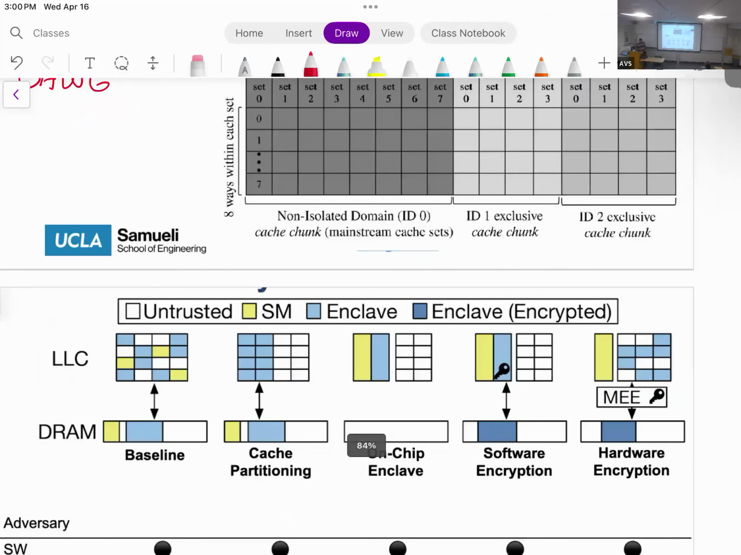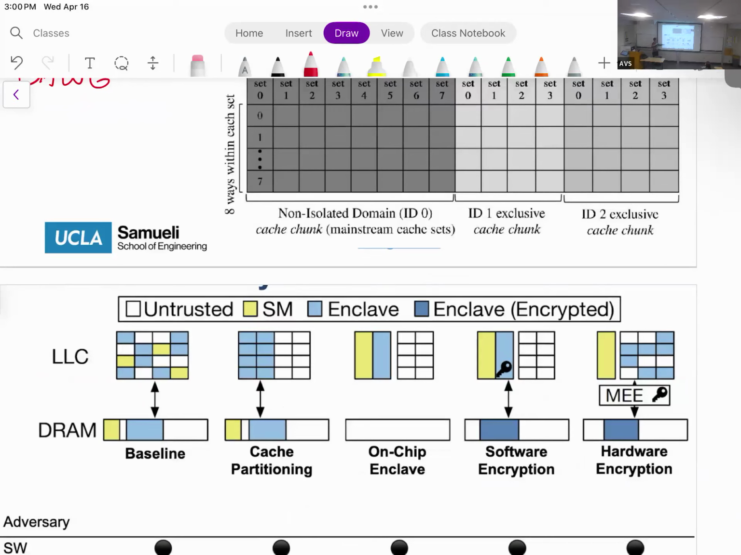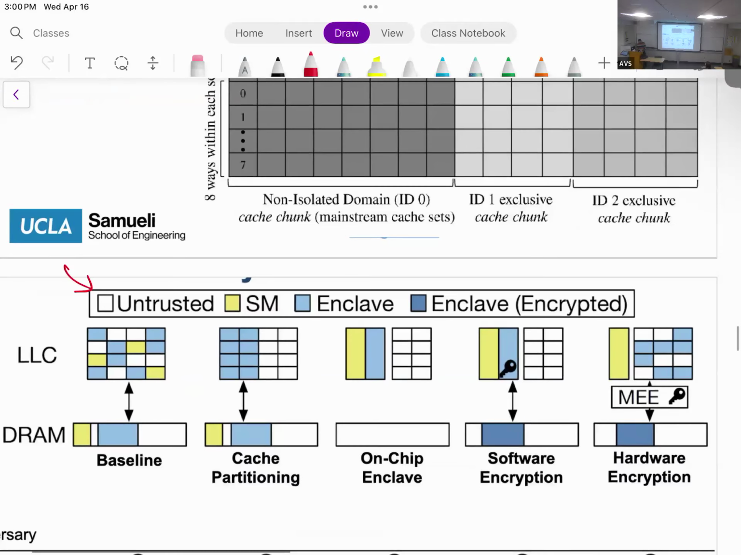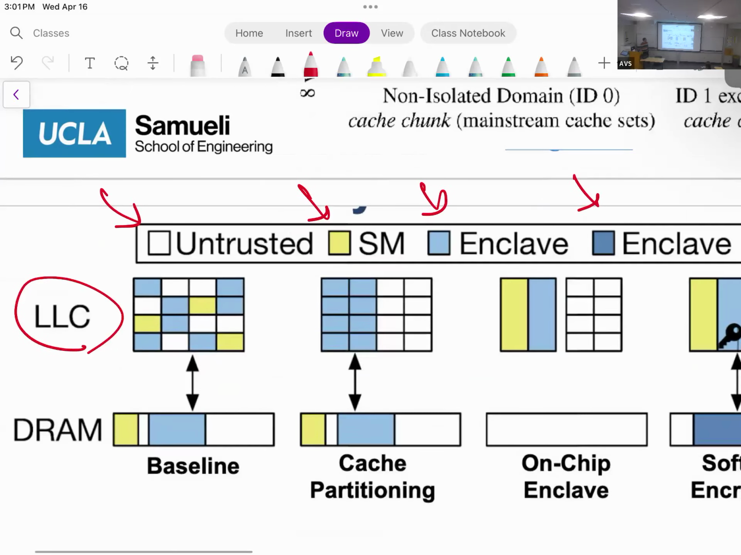You can also do it at the way level. For example, this is RISC-V technology. It's the trusted execution environment based on the Boom core that we are talking about in this class. In a normal system, let's say you have a bunch of different applications. You have the untrusted one, a secure machine, which you can think of as a secure app, and then a whole bunch of other enclaves, which are again some form of secure apps. In a regular system, the last level cache is essentially a free-for-all. Everybody can sit everywhere. And then in the DRAM, you're going to have the isolation.